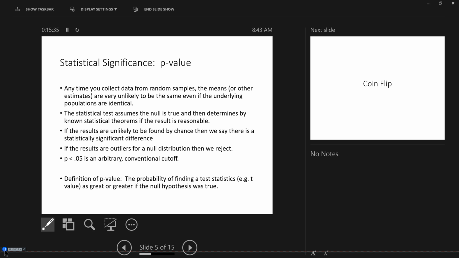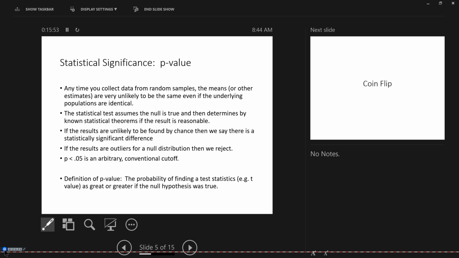T here is a t-test. That's the statistic for determining if two means are different. Yeah, and there's other kinds of tests.